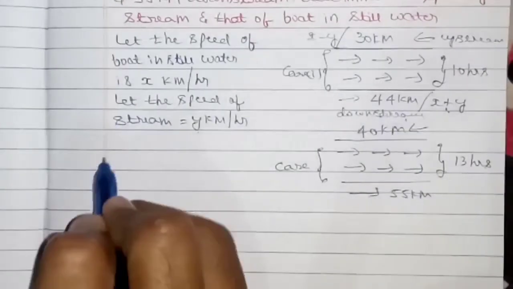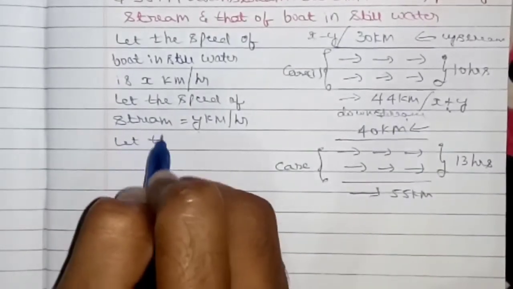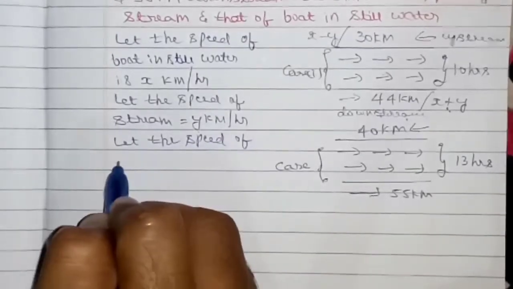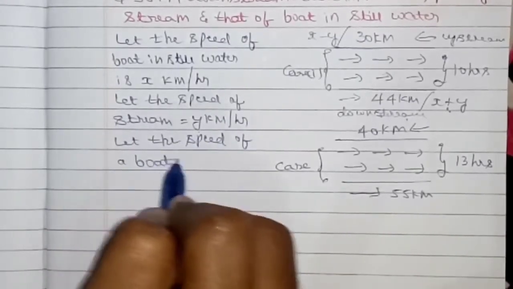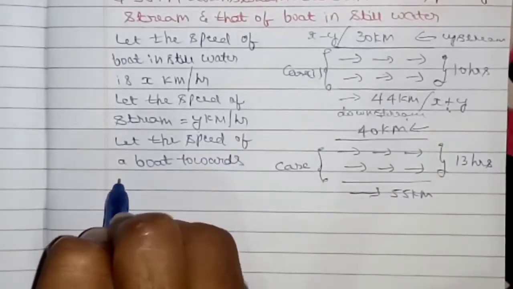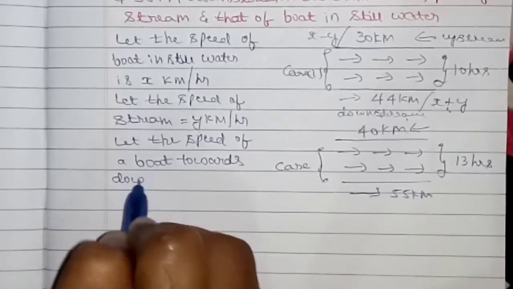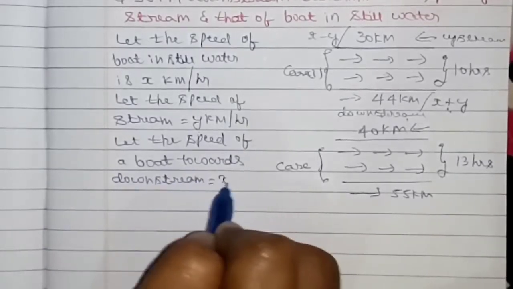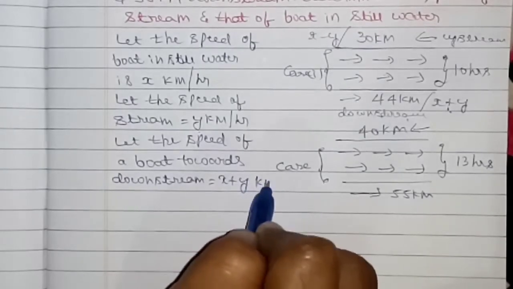Now let me write this. Let the speed of a boat towards downstream equal x plus y kilometer per hour.